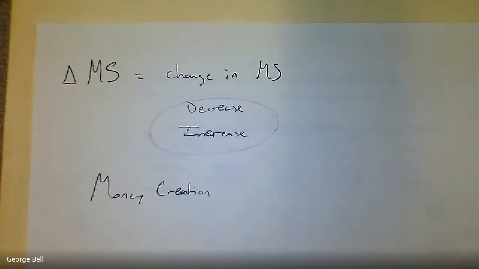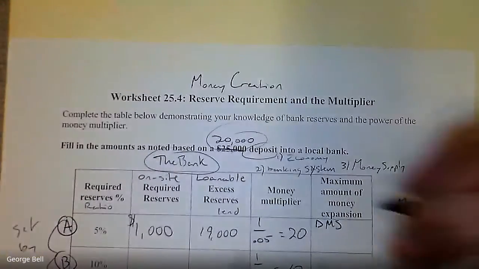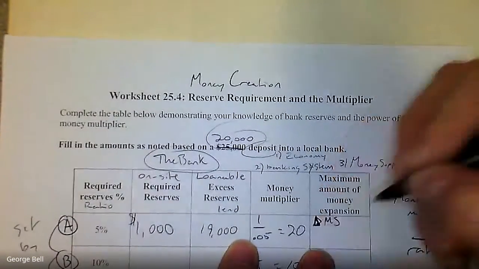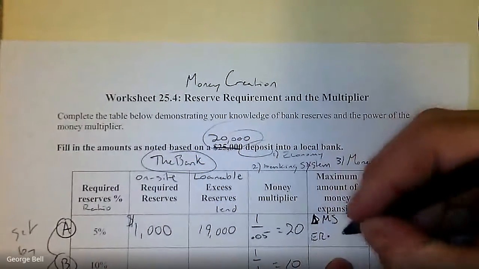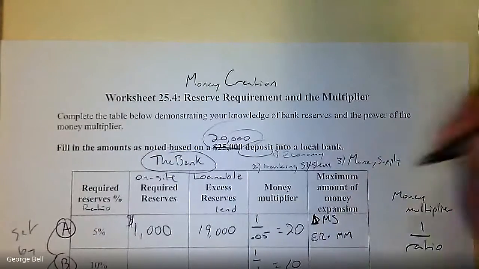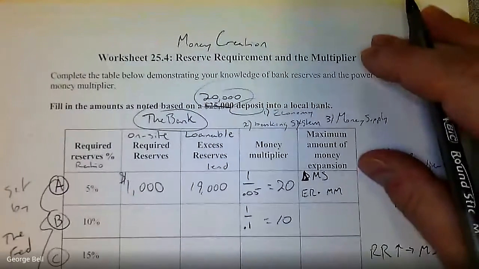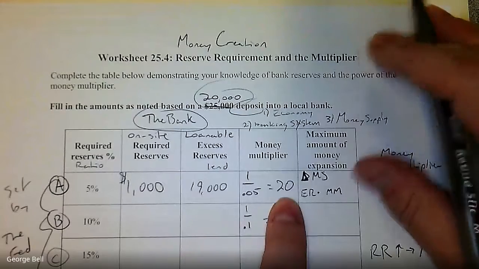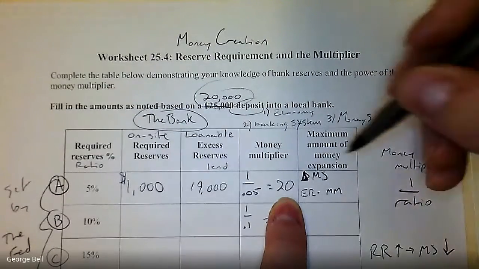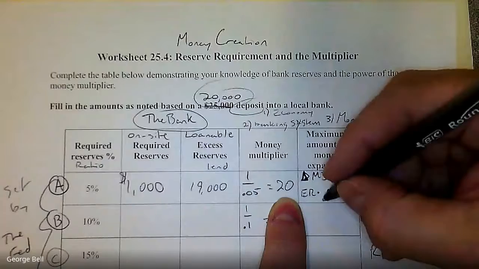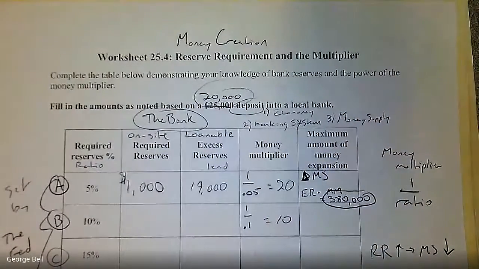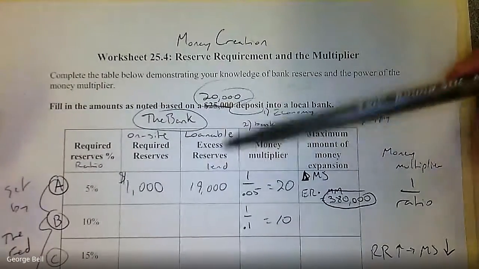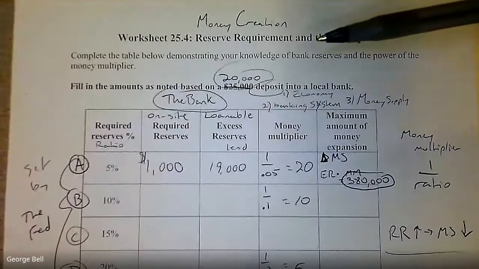This concept collectively then is called the fractional banking system, because here's what we have to do. In order to calculate the change of the entire money supply, we have to take the excess reserve times the money multiplier. In this case, that means the excess reserve of 19,000 times the money multiplier of 20. So 20 times 19,000 is $380,000.